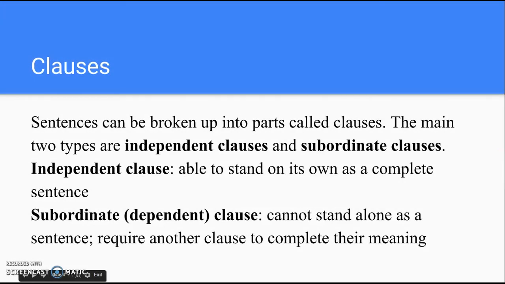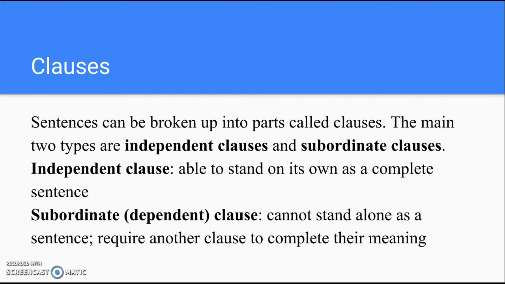Clauses are the parts that make up a sentence. They are mostly of two types, independent and subordinate or dependent. Independent clauses are essentially simple sentences. That is, they can stand on their own as a complete thought.